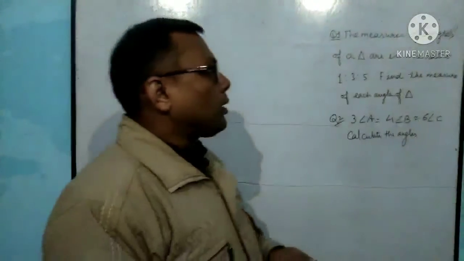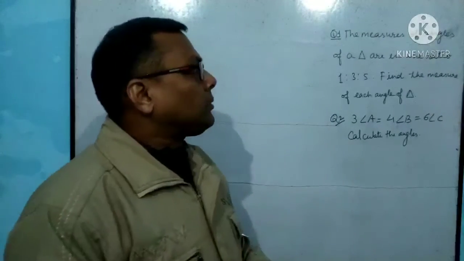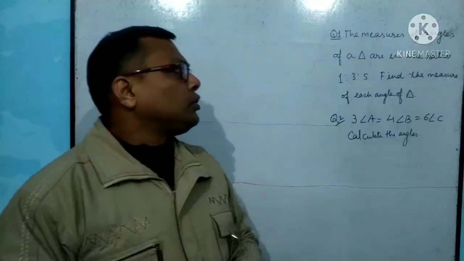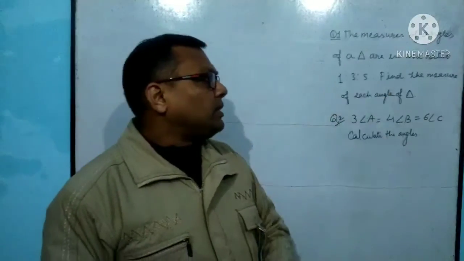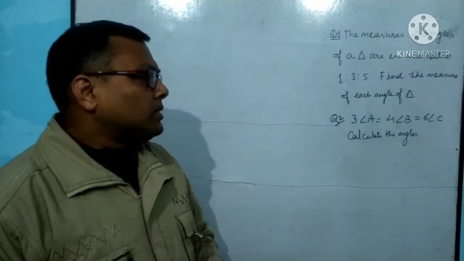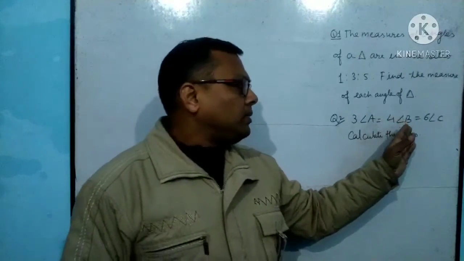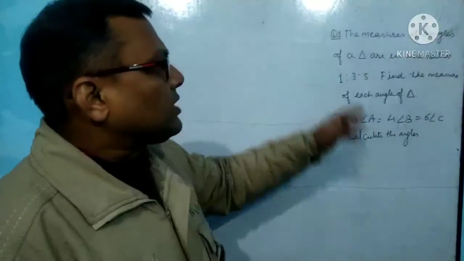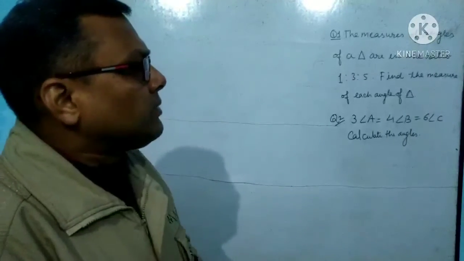Now I have taken two problems based on the angle sum property of the triangle. The first problem is: the measures of the angles are in the ratio 1:3:5, find the measure of each angle. The second problem is: 3 times angle A equals 4 times angle B equals 6 times angle C, calculate the angles. First I am going to solve the first problem, in which the ratio of angles is given.